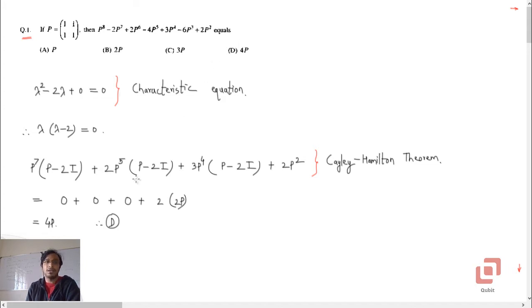Now clearly if you keep on finding these consecutive powers of the matrix P, it is going to take you a lot of time and you cannot afford it for a 1 mark question in GATE. So there has to be some trick to solve the problem, and you can observe this. Every time when you go to the next term, the coefficient becomes minus 2 times the previous one. So this is 1 minus 2, then 2 minus 4, then 3 minus 6. Let's leave this for a moment.